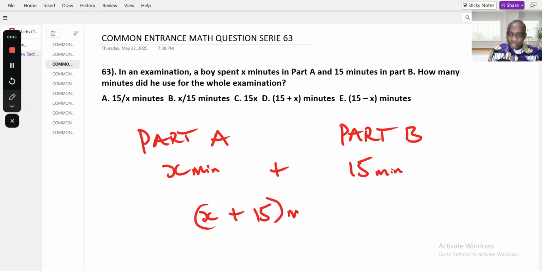The total of the minutes spent is what? X plus 15 minutes. That's the total of the time spent. Where is the answer? 15 plus x is the same thing as x plus 15. You can say either 15 plus x or x plus 15. That's our answer. Our final answer is D, which is 15 plus x minutes or x plus 15 minutes. Let's move to the next question.